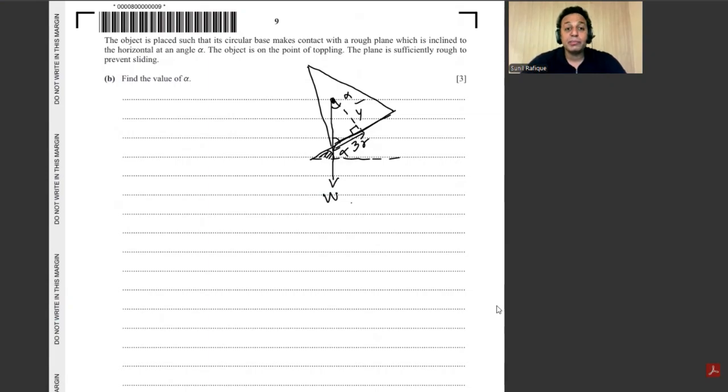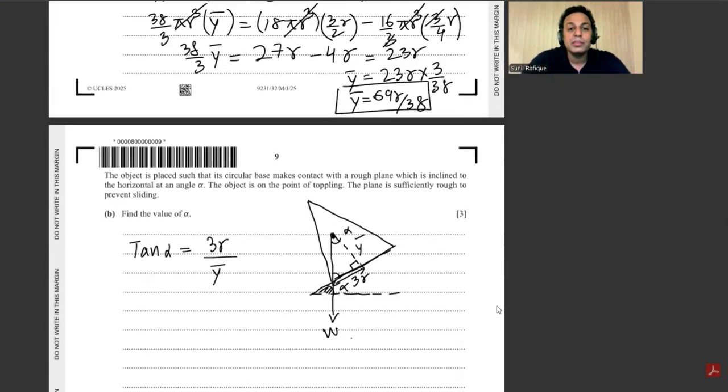So you can read the statement again. Why did I make the line of action of the weight exactly from the edge of the base of the cone, that's solid? So the plane is sufficiently rough to prevent sliding. So I just need this angle. So let's go with tan alpha, and that's going to be 3r divided by y bar.